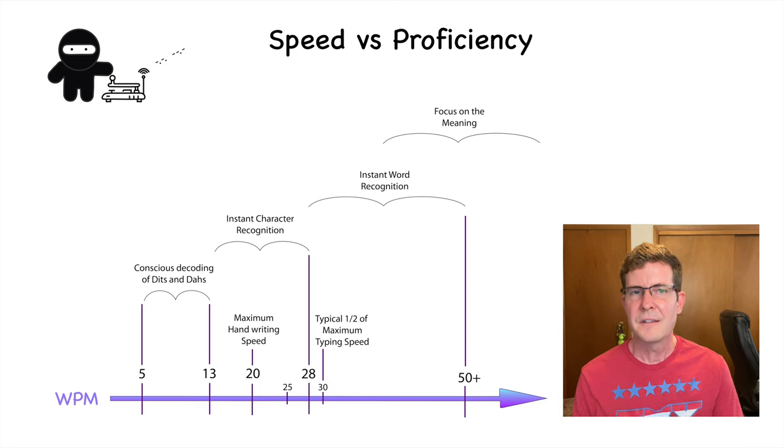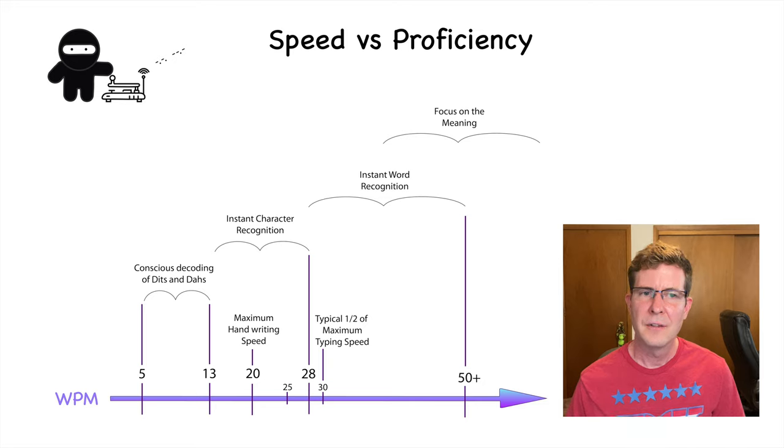And so this takes us to this diagram, which I hope gives you an idea in one picture of the different levels and the speeds that you'll typically find yourself copying. So let's start with conscious decoding of dits and dahs. This is the lowest level, requires the most amount of conscious effort, and this typically is used to copy Morse code between 5 and 13 words a minute. And there's a reason why.